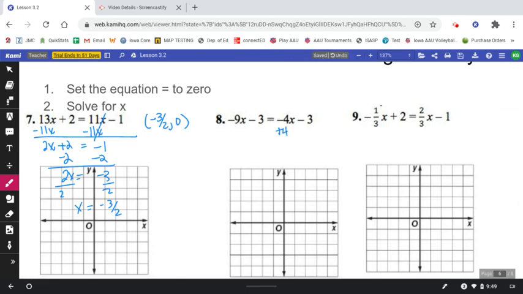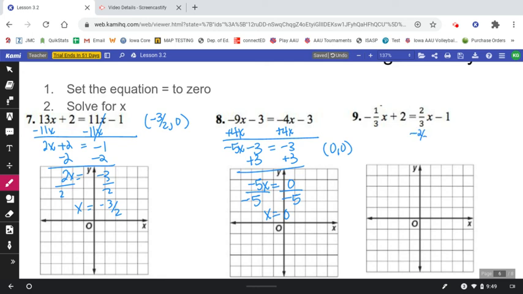On number 8, I'm going to add 4x to both sides, which would give me -5x minus 3 equals -3. Add 3 to both sides, so negative 5x equals 0. Divide by negative 5, so x is 0. So my 0 for that one is 0, 0.